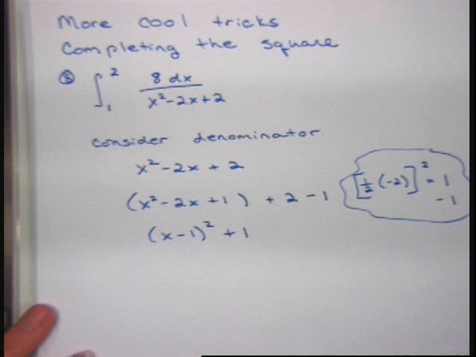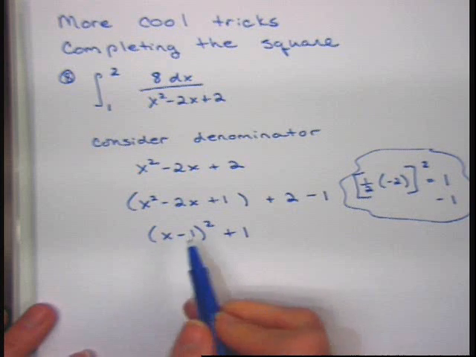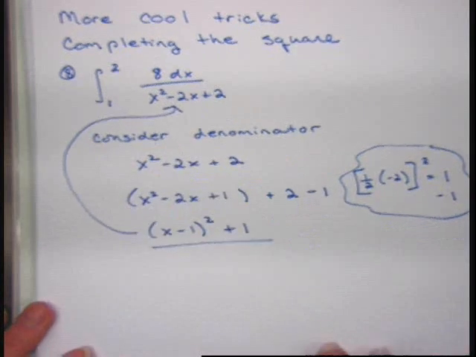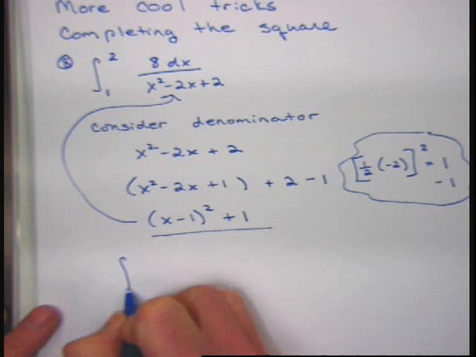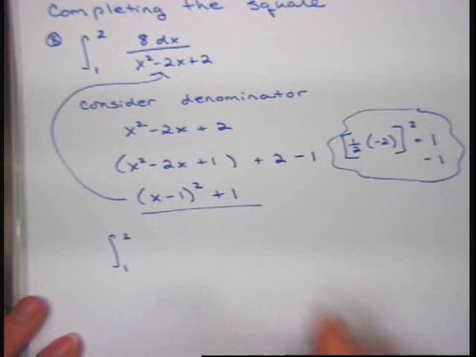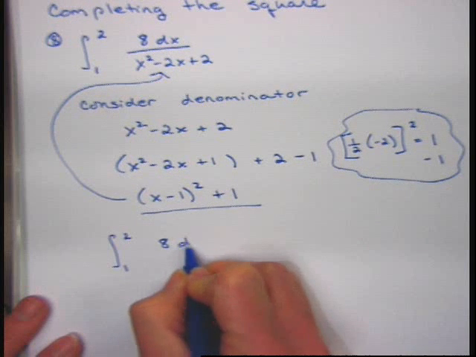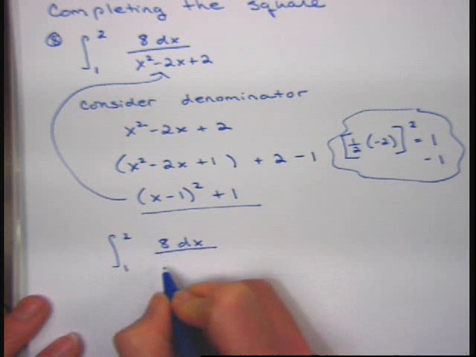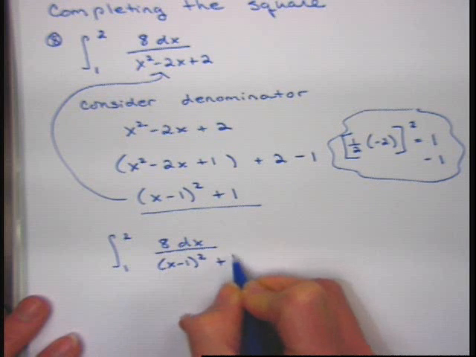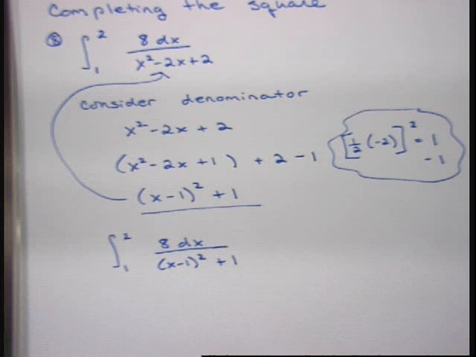Okay? Now what that's going to allow us to do is when we take this and pop it back in here, we can write this then as the antiderivative from 1 to 2 of 8 dx over x minus 1 squared plus 1. All right, and then this is what? What does it feel like?